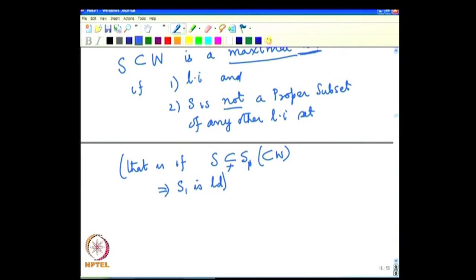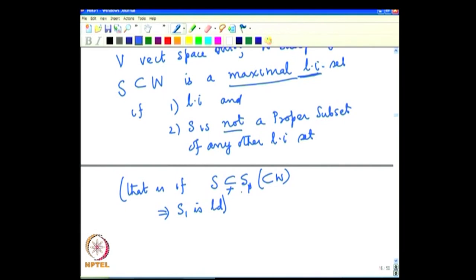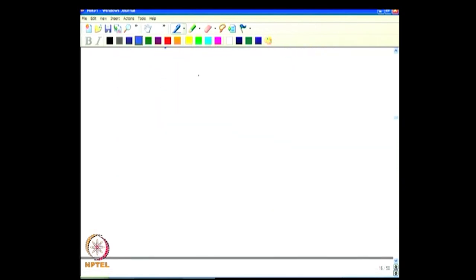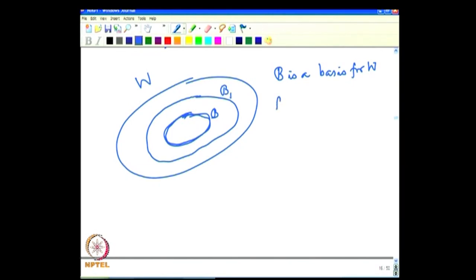So, that is in a sense a maximal size you could reach for linear independence, and the moment you try to blow it up, it loses its linear independence. So, we have this notion of a maximal linearly independent set, that is a set which is linearly independent and which cannot be embedded as a proper subset of any other bigger linearly independent set. Now, let us consider W, the subspace, and suppose B is a basis for W. Now, consider any set in W which is bigger than B. So, let B 1 contained in W be such that B is a proper subset of B 1.